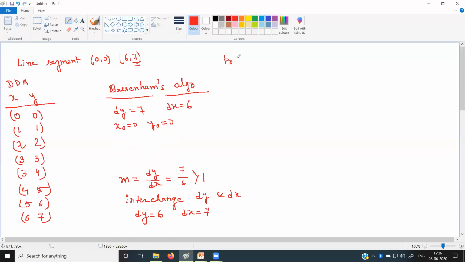You have to compute the P0. So what is the formula of the P0? The formula of the P0 is 2dy minus dx, as I discussed. Okay. So now put the value of dy as 6. So it will be 2 times 6, which is 12, minus 7.